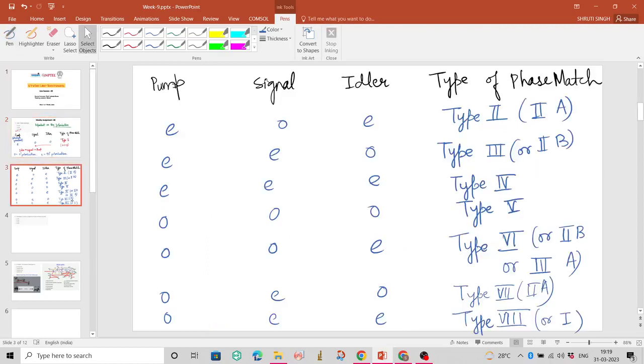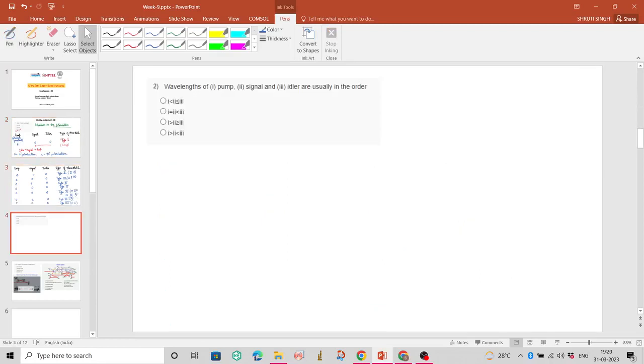Let's see the next one. So the next question is, wavelengths of pump, signal, and idler are usually in the order: 1 less than 2 less than or equal to 3, 1 equals 2 is less than 3, 1 greater than 2 greater than or equal to 3, 1 greater than 2 less than 3.